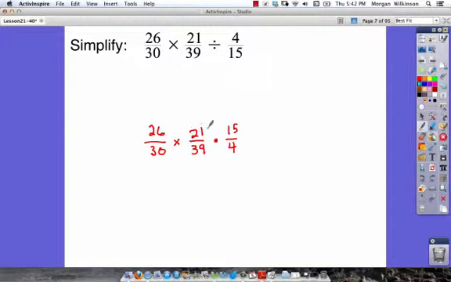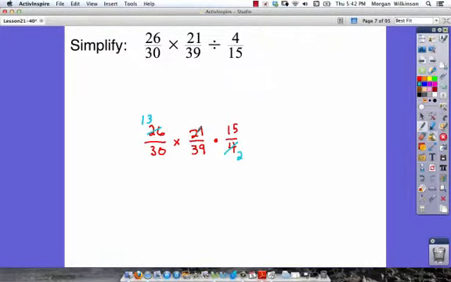So, we're looking for things that can be reduced. Let's look at the 26 and the 4. They're both even. Let's cut them both in half. We're going to get a 2, and we're going to get a 13. It doesn't matter where you start. You'll always get the same thing in the end when you've fully simplified.